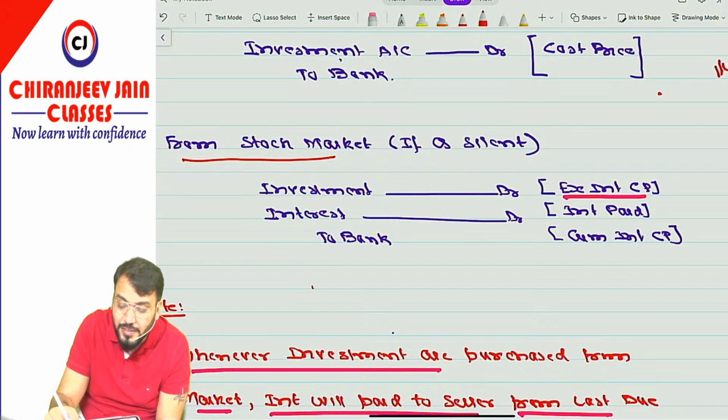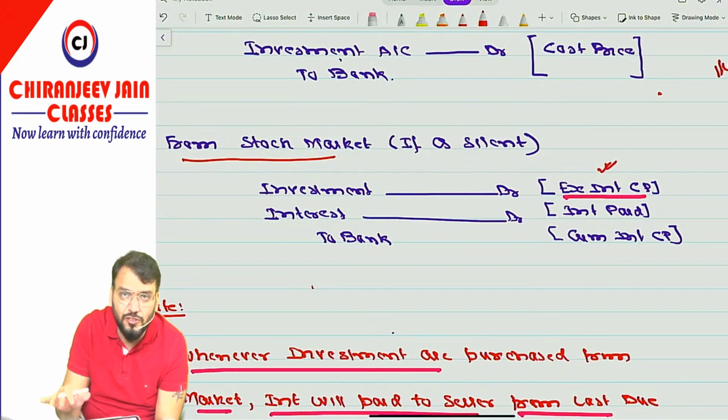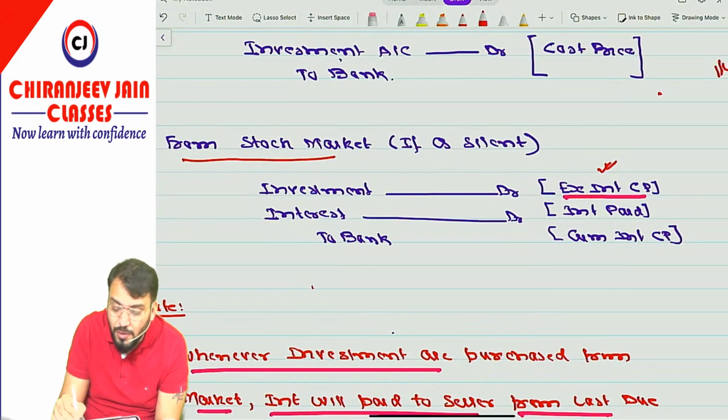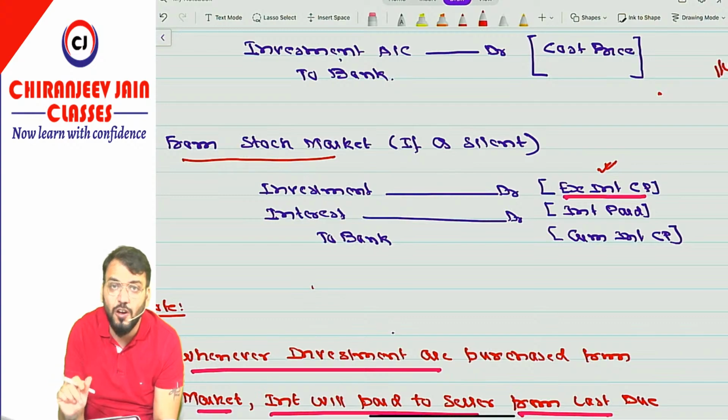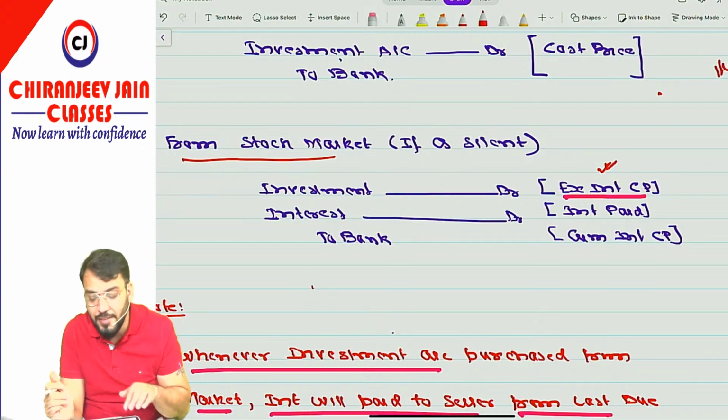Investment will always be debited at ex-interest cost price. Now how to calculate ex-interest cost price, that I will explain. Interest will be the interest paid from the last due date to the date of purchase, and bank will be the cost price. Investment will always be debited with the ex-interest cost price. Now what is ex-interest cost price, that we need to understand.